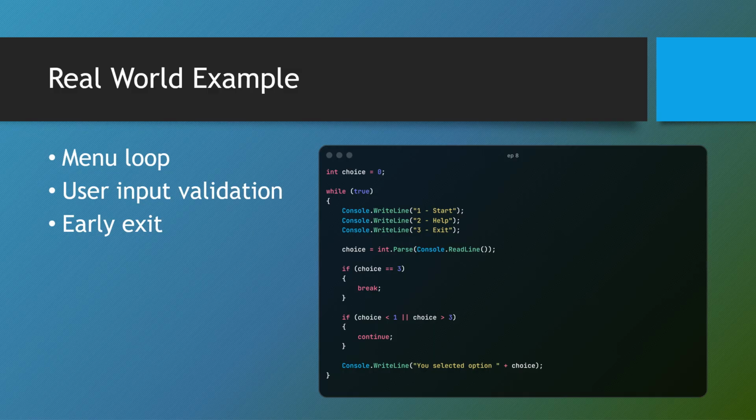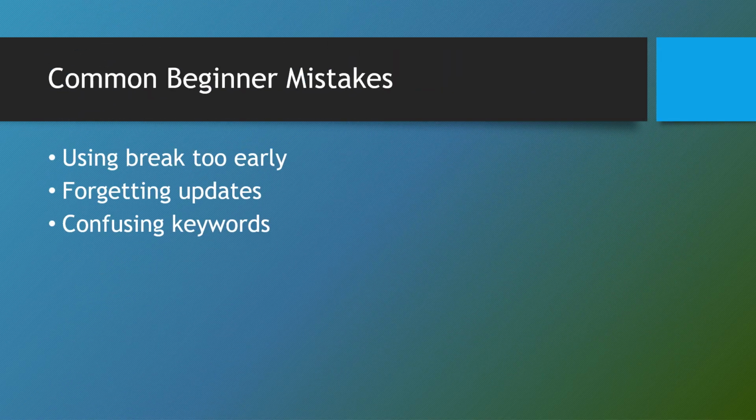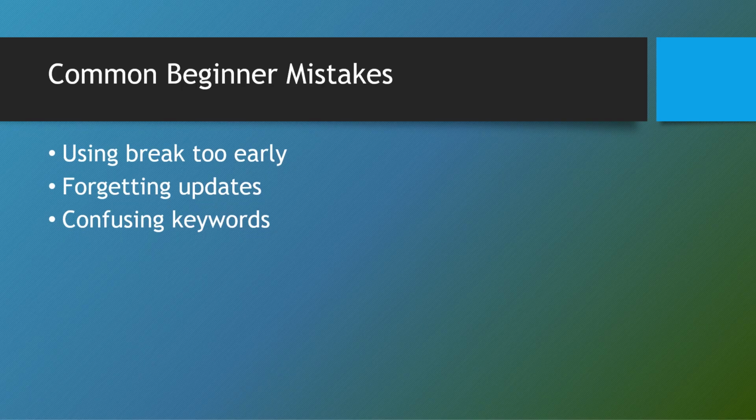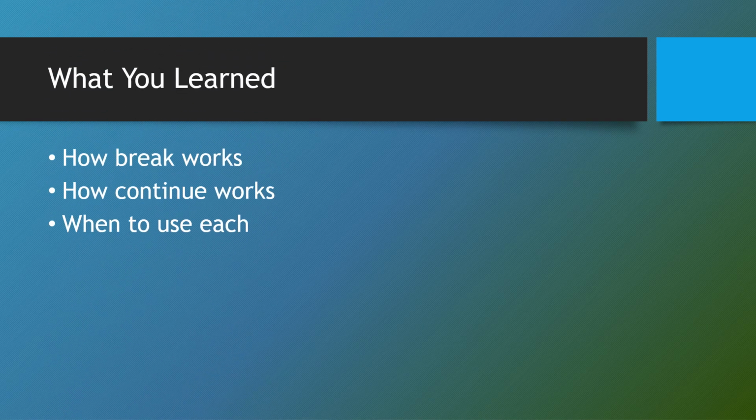Common beginner mistakes. A common mistake is using break too early and stopping the loop before it finishes its job. Another mistake is forgetting that continue skips code below it. Understanding how loop flow works helps you avoid hours of debugging. You now know how to stop loops early using break, skip iterations using continue, and write more flexible and controlled loop logic.